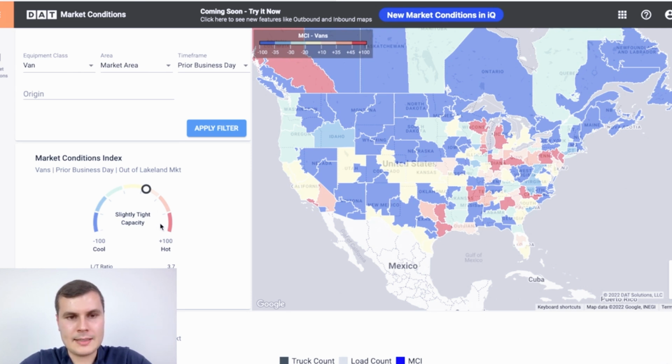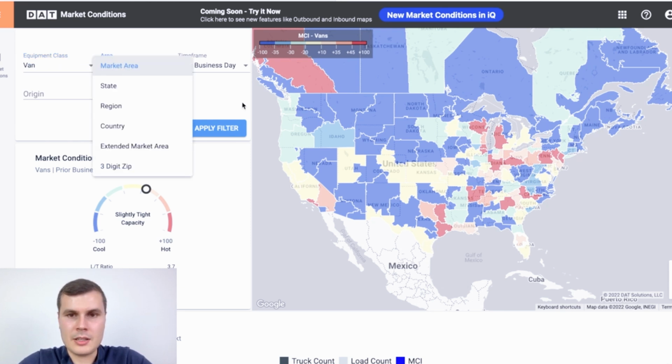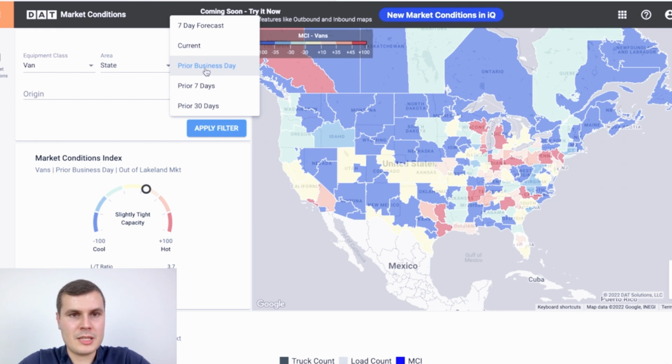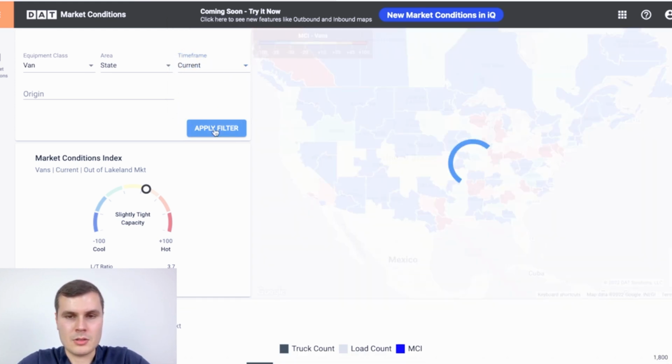So once again, tight capacity, hot, will be shown in red. Those are the areas with the highest load to truck ratio. And on the contrary, the blue ones are the areas with the smallest load to truck ratio. So we can choose by equipment, van, flat, or reefer, and here it's given to us by the key market area, but we can actually just choose, let's say, by state, and we can even use the time frame: prior business days, current, it even has a 7-day forecast, or prior 7 days, prior 30 days. Let's choose current, and let's just apply this filter here.